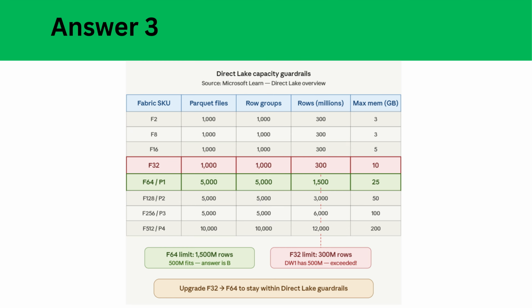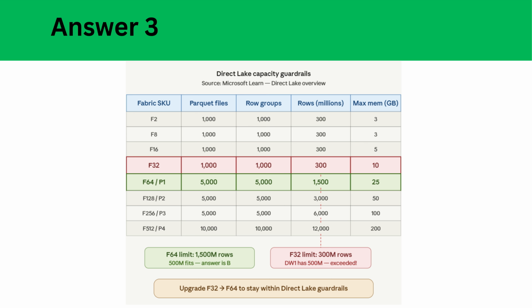When a table exceeds the guardrail, one of two things happens. If Direct Lake fallback is set to automatic, queries silently fall back to DirectQuery mode, which is significantly slower. If fallback is disabled, the report simply fails to load and visuals show errors. That matches our scenario perfectly. Some reports are slow, some visuals are broken.